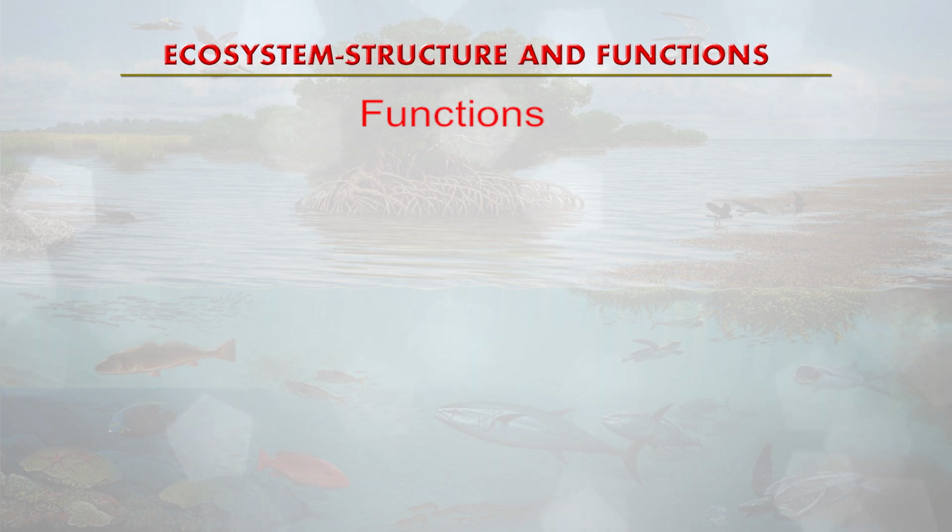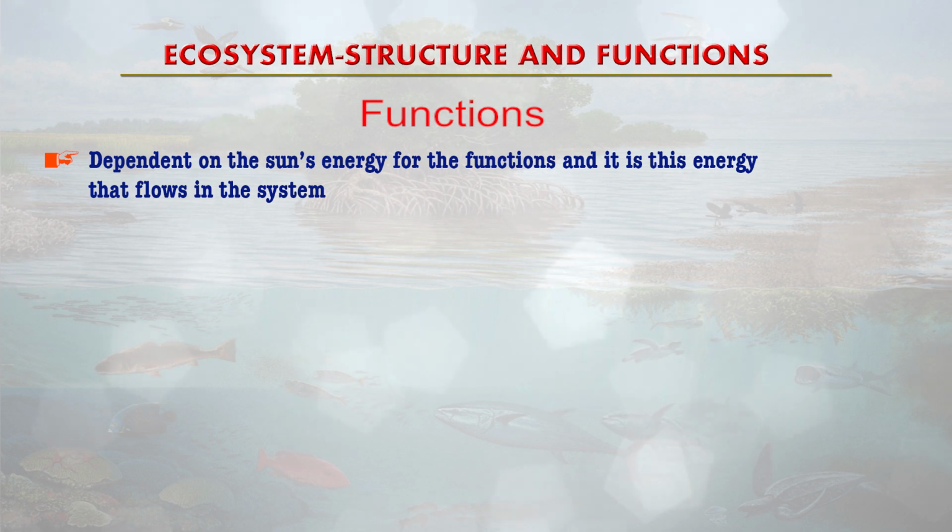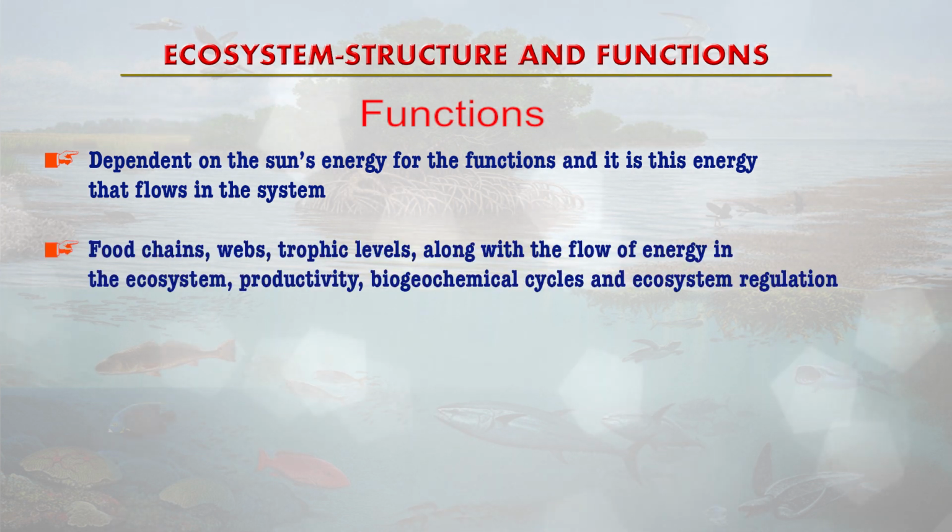So what are the functions? We know that ecosystem is very important for the sustenance of life for all who are dwelling in this planet. So the functions depend on sun's energy, and this is the energy that flows in the system. And what does it comprise of? It comprises the food chains, webs, trophic levels, and amongst these, the energy flows. The productivity, the biogeochemical cycles and the ecosystem regulation are also part of its functions.